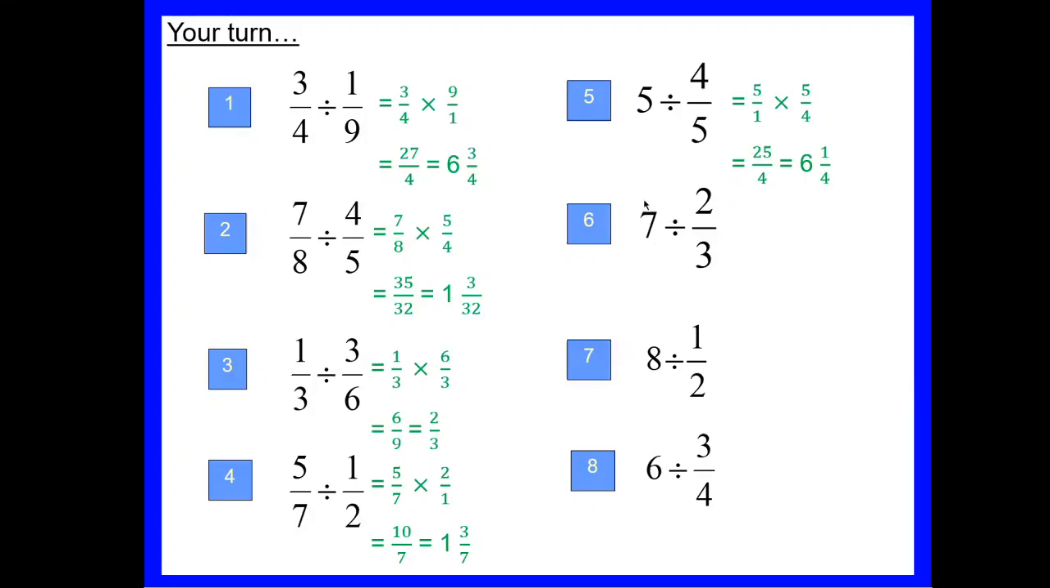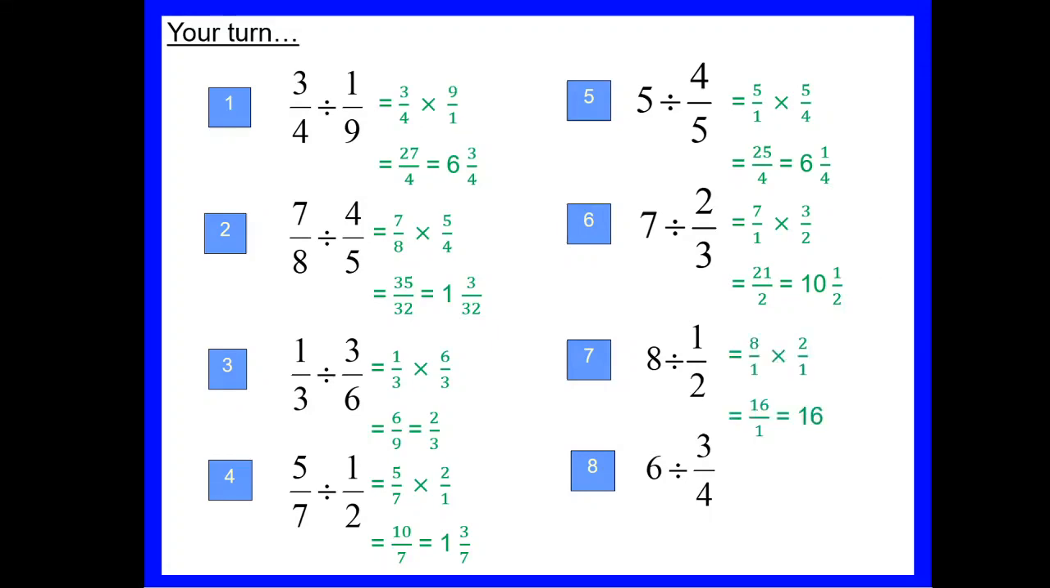The same with the next one then, so we're going to put our 7 over 1 first before we do anything else. So 7 over 1, change the symbol, flip the fraction, we get 21 over 2. 2 fits into 21 10 whole times with 1 remainder back over the 2, 10 1/2.